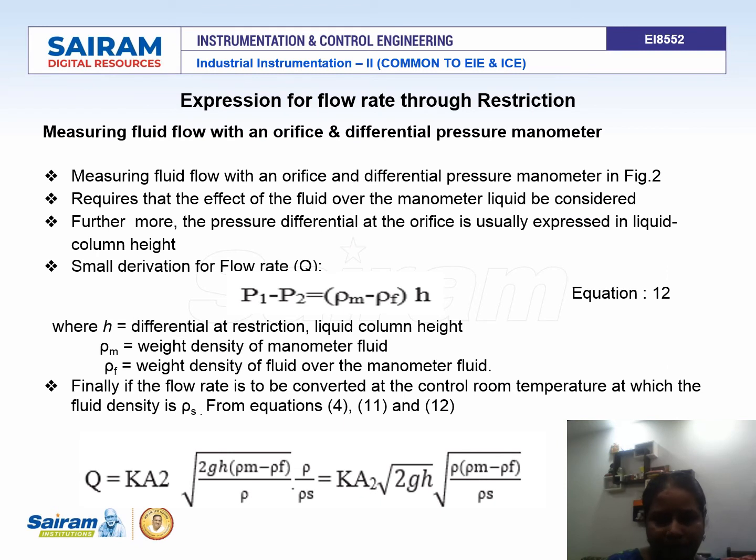Okay, then we are going to measure the fluid flow with an orifice with the help of a differential manometer, which has been explained in the previous diagram. The small derivation for the flow rate is given by P1 minus P2 equal to rho m minus rho f into H, where H is the differential at the restriction. We'll be measuring the liquid column height, with rho m being the density of the manometer liquid, and rho f the weight density of the fluid over the manometric liquid. So combining all the major equations, like 4, 11 and 12, we'll be measuring the volumetric flow rate.